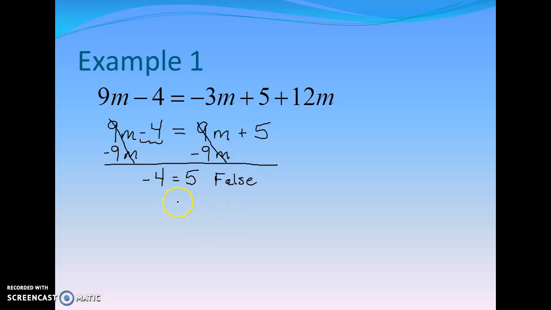So anytime that you work out an equation, the variables drop out, and what you're left with is a false statement, that means there is no real solution to this equation. So what that means is there is no value of x in existence, I'm sorry, not of x, but of m, that if I were to plug into this original equation, I would get a true statement. So there is nothing out there that will make this true. That's why our answer is no real solution.